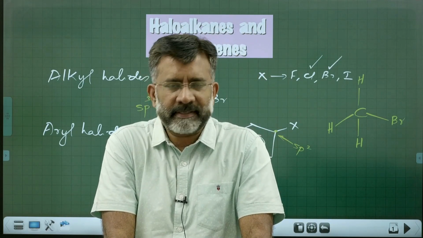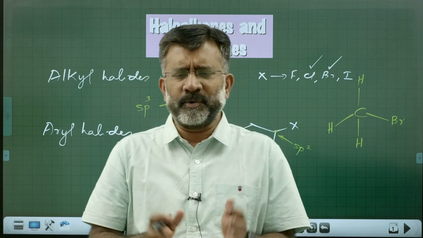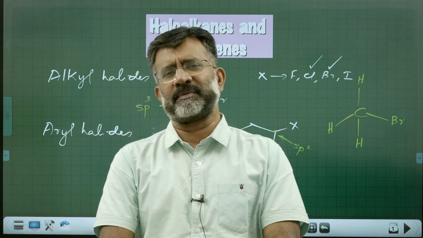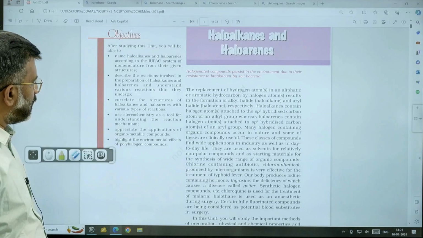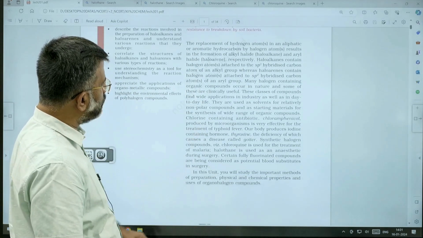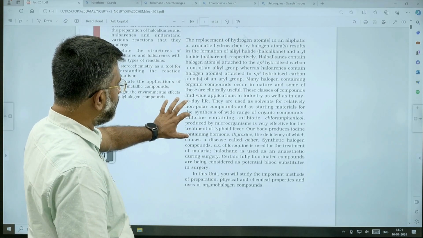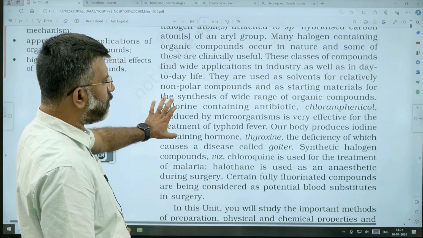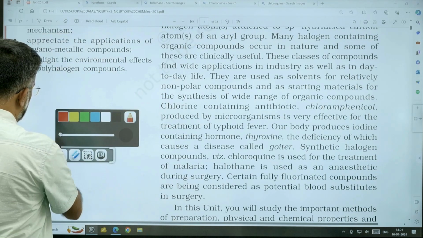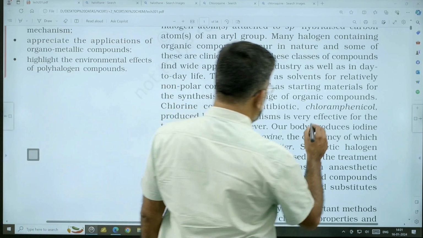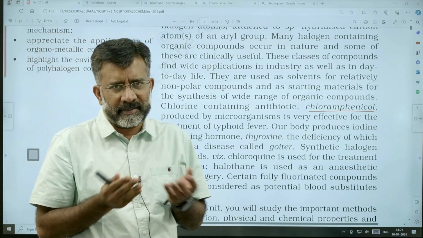As we always comment, we need to go through every nook and corner of the NCERT, including the introduction paragraph, as there can be some questions from it. When you go through the introduction paragraph for the haloalkanes, there can be potential questions, like references regarding the importance of compounds. For example, there is a talk on a chlorine containing antibiotic, chloramphenicol, a reference in the textbook.